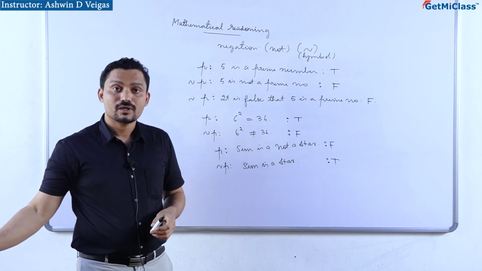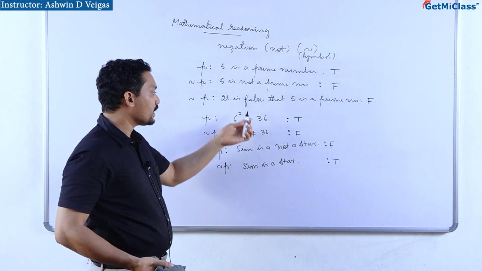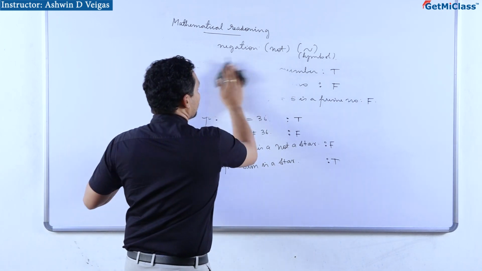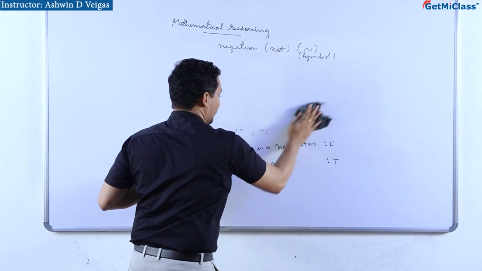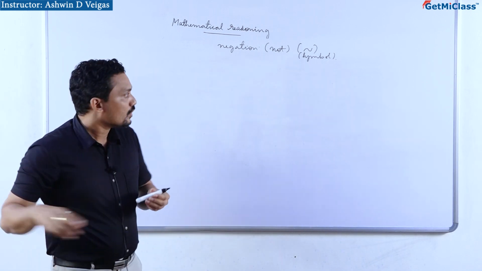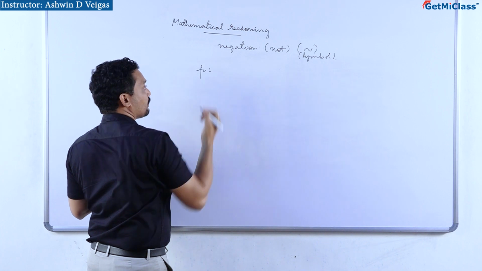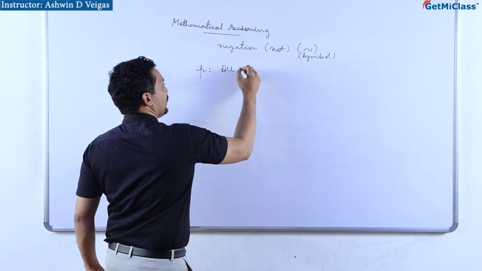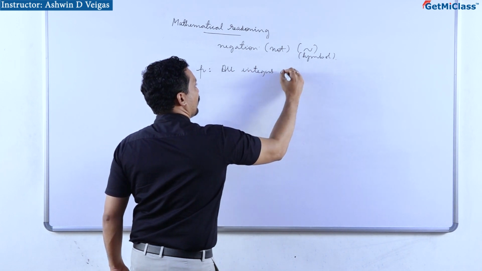Now, we can go for some complicated cases of negation. When you negate a statement, you have to be very careful sometimes. Usually you have to be very careful with negation when there is a quantifier. Now, let me give one example for this. Let me take a statement P as, let us say, all integers are odd.